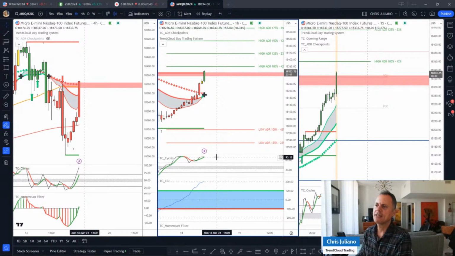So yeah, we've got momentum and trend across multiple time frames.